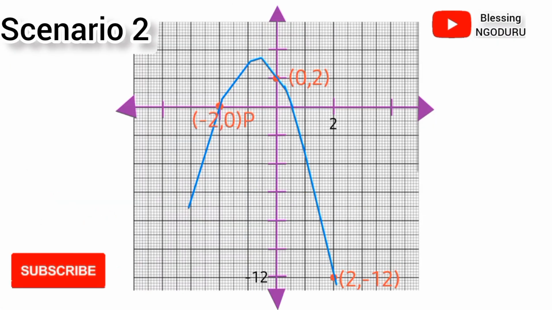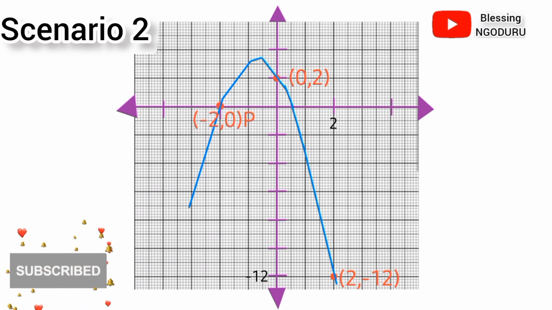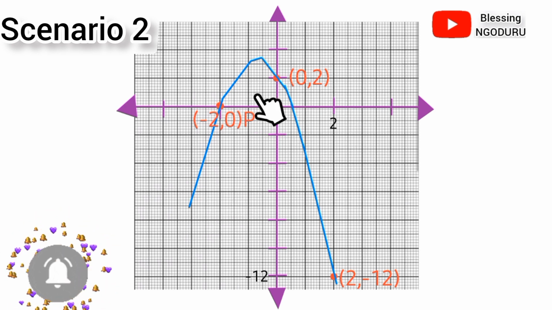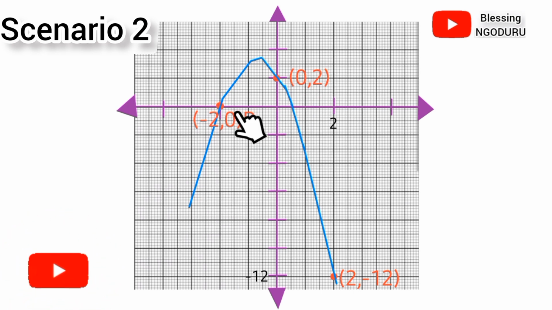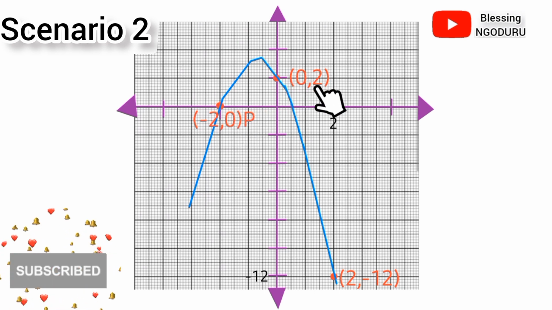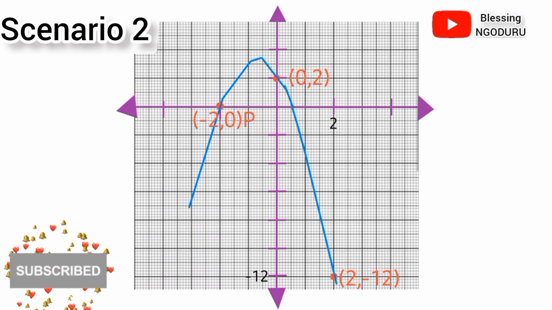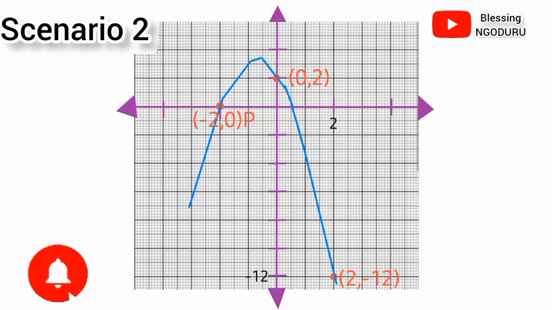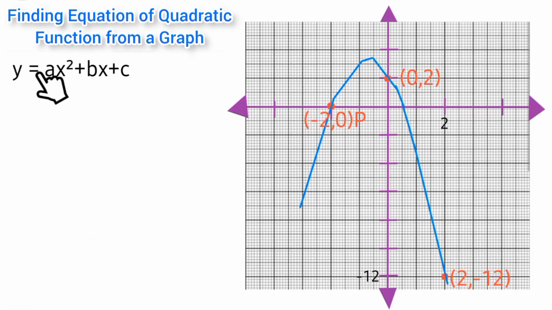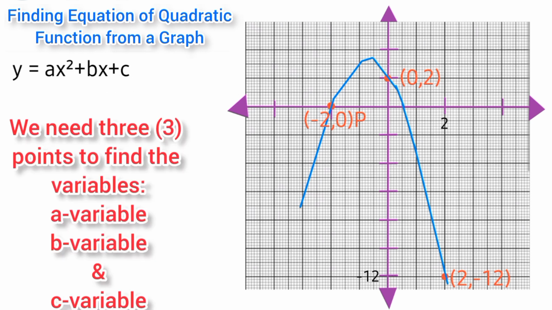Let's look at the second scenario, where we are asked to find the equation of a quadratic function from this graph, having been given 3 points. First point, second point, and the last point. Here, none of these points happens to be the vertex. Here, we use the standard form of a quadratic function since we don't know the vertex. This is the standard form of a quadratic function. Here, we need 3 points to find the variables, that is a, b, and c.